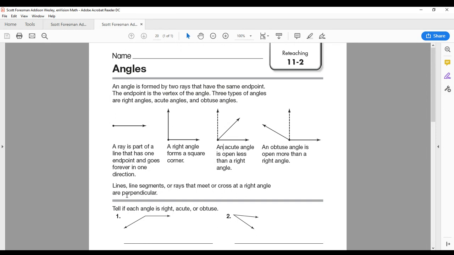Line segments or rays that meet or cross at a right angle are perpendicular. So this is perpendicular. Right here, it's a right angle.